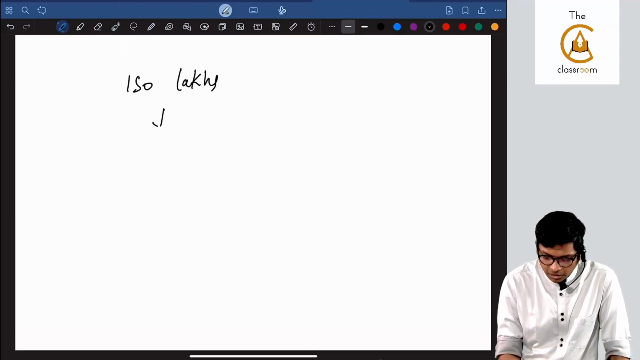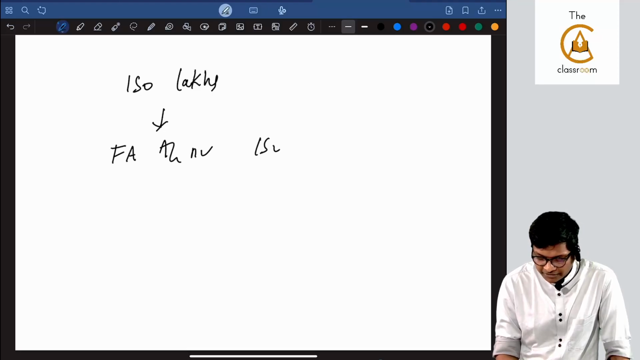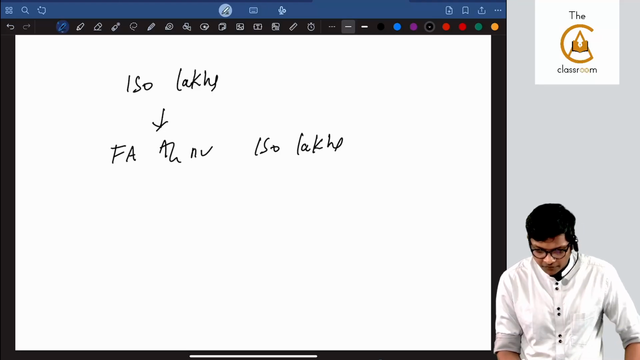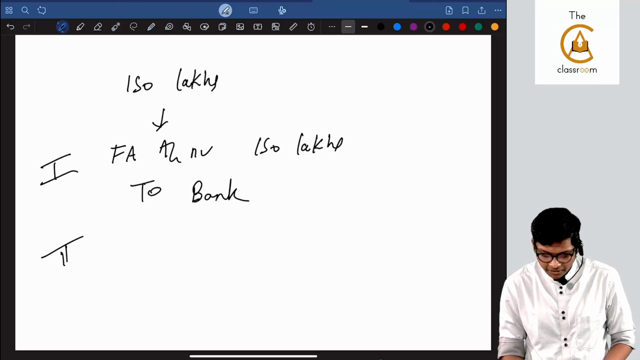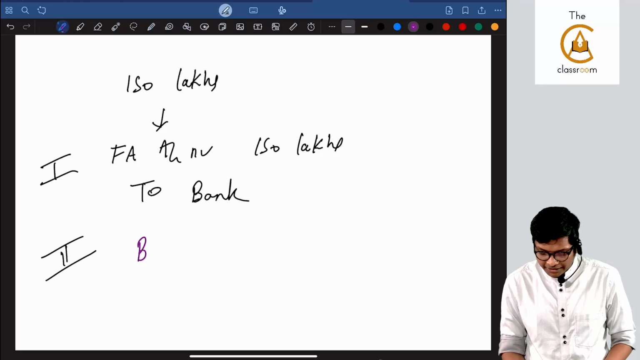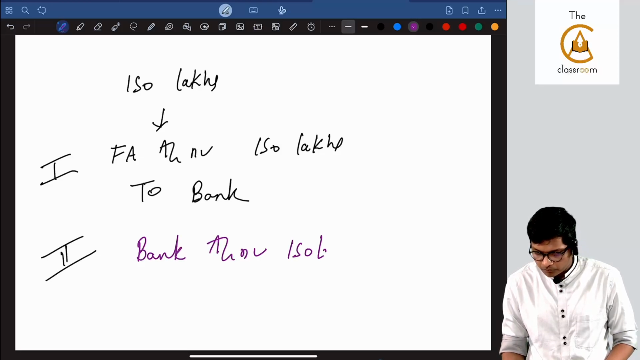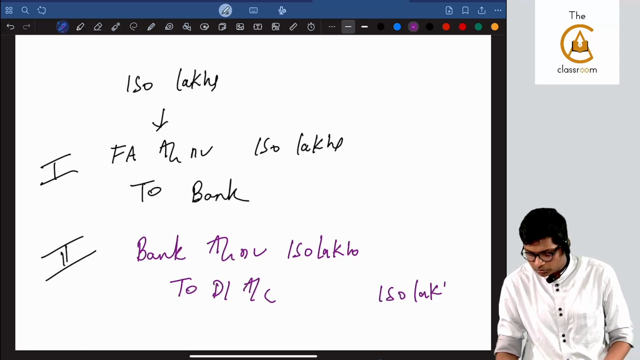150 lakhs. For this the entry would have been, when I purchased, fixed asset account debit 150 lakhs to bank. This is the first entry. When I received the grant, what they did? Bank account debit, 30 lakhs to deferred income account. Sorry.